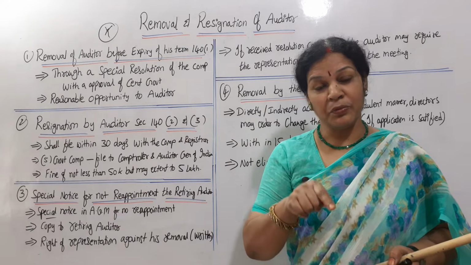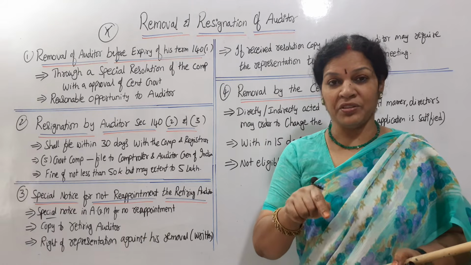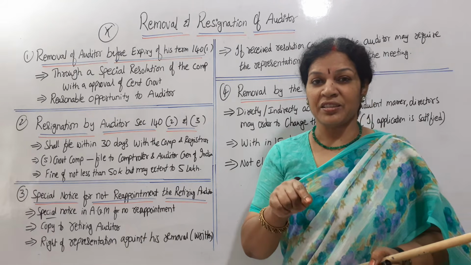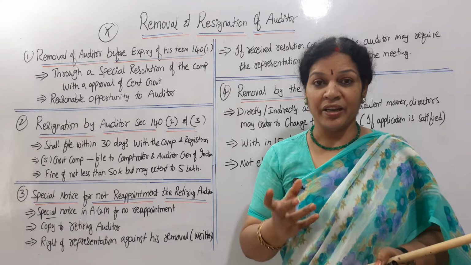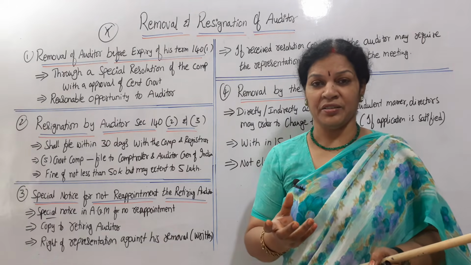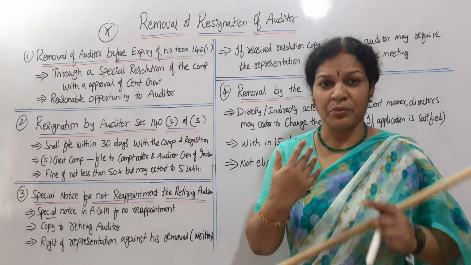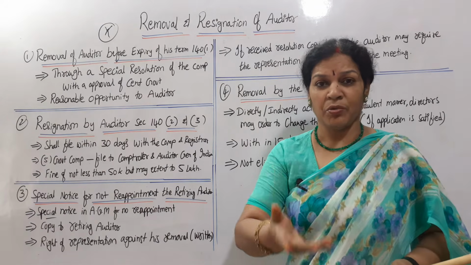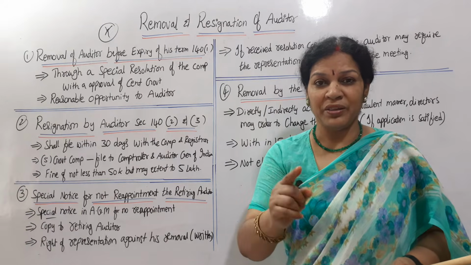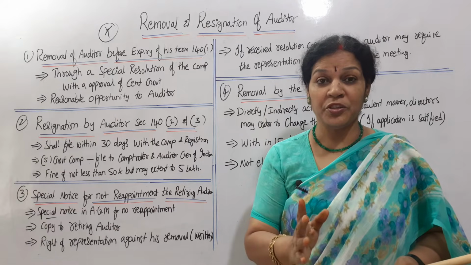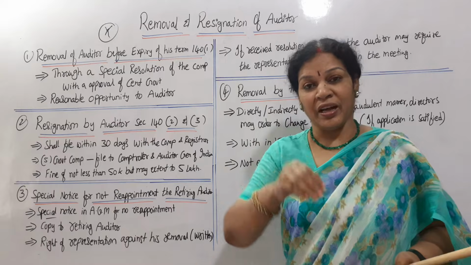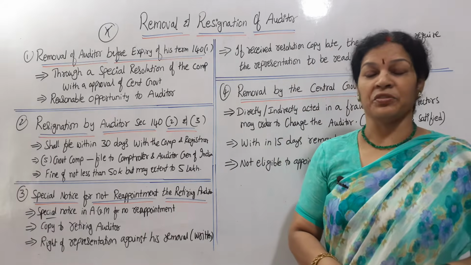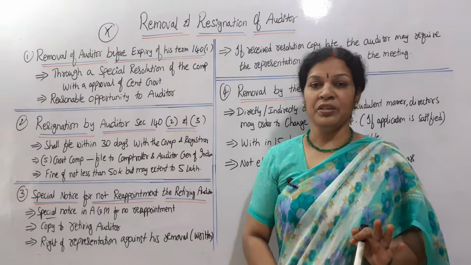Now before removing this auditor, the central government asks the auditor to explain anything from his side. I am X, I want to say something, I want to speak about what the organization is doing. You have enough time and enough opportunity to speak about all the things you wanted to say. Then after considering his views, only then are they going to remove the auditor.